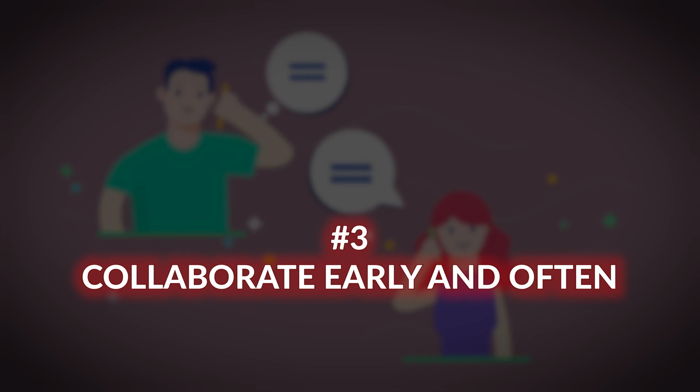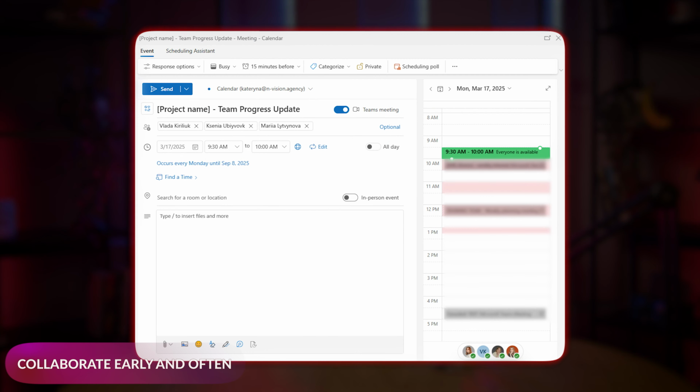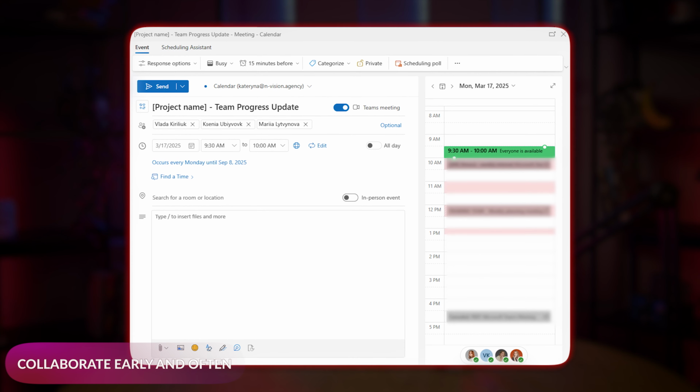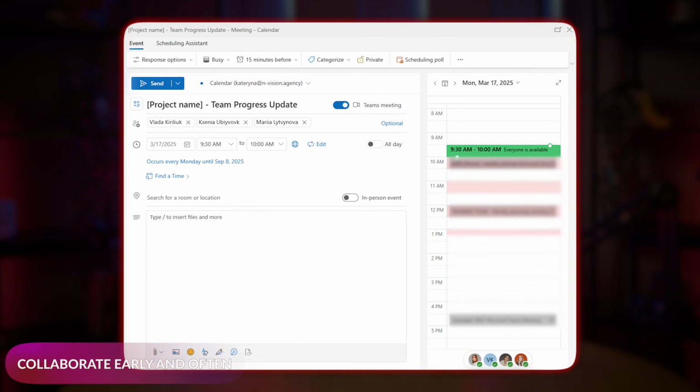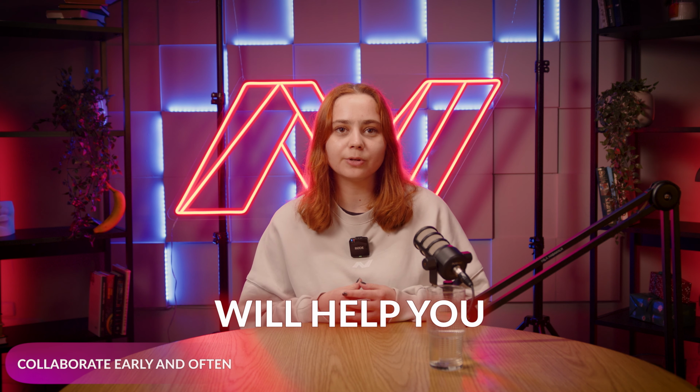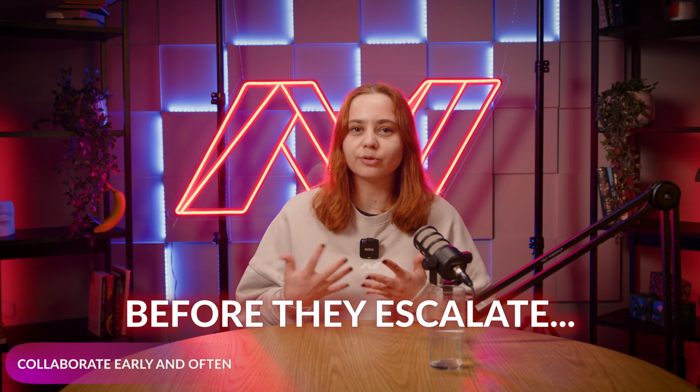Third tip, collaborate early and often. QA is about preventing problems, so encourage collaboration from the outset. Regular team meetings to discuss project progress, to keep everyone in the loop and make sure everyone knows which stages are covered. These reviews and cross-discipline checks during the design phase will help you catch potential issues before they escalate.